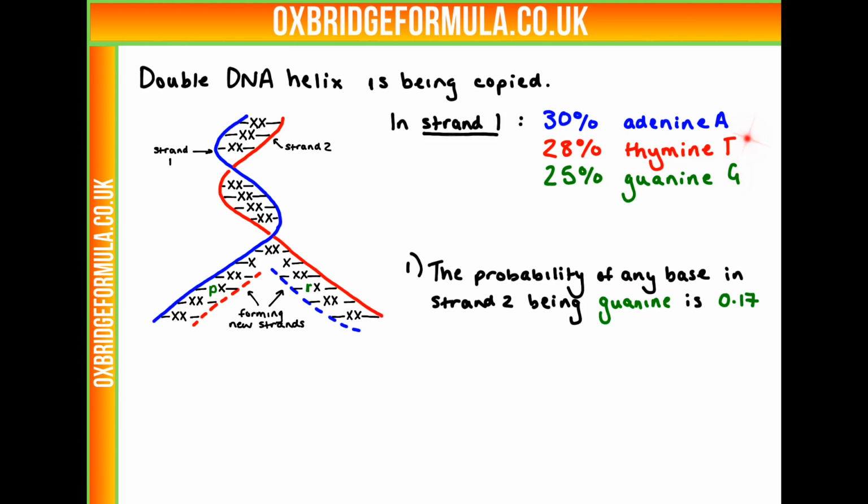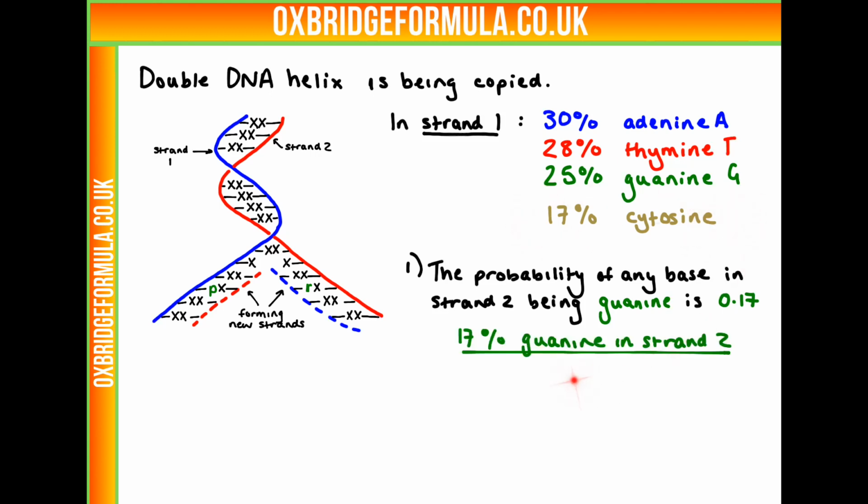So take a second to see if you can work out how much cytosine is going to be in strand 1. So if we add all this up, that's going to equal 83%, which means our answer is going to be 17% is cytosine. And because we've got 17% being cytosine, we know that 17% in strand 2 is going to be guanine. And that means that the probability of any of our bases in strand 2 being guanine is 0.17, so we know that that is correct.